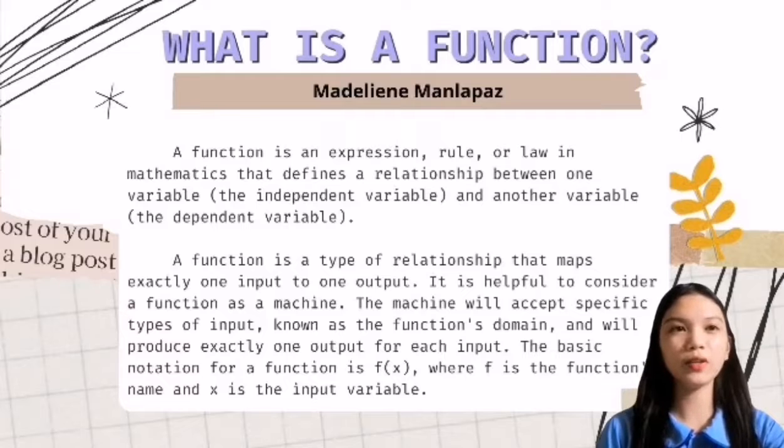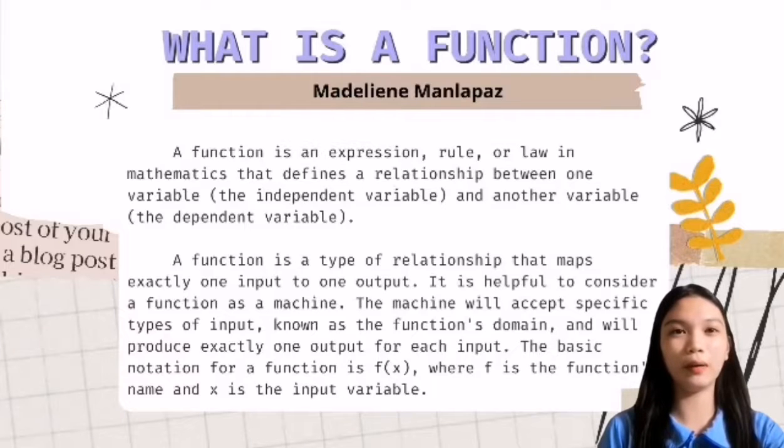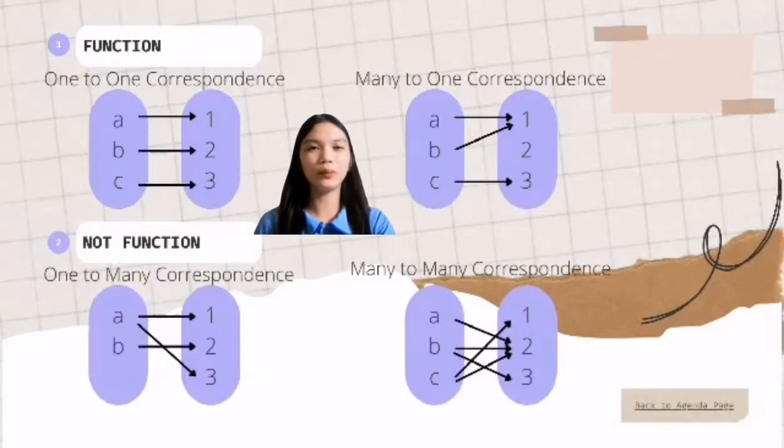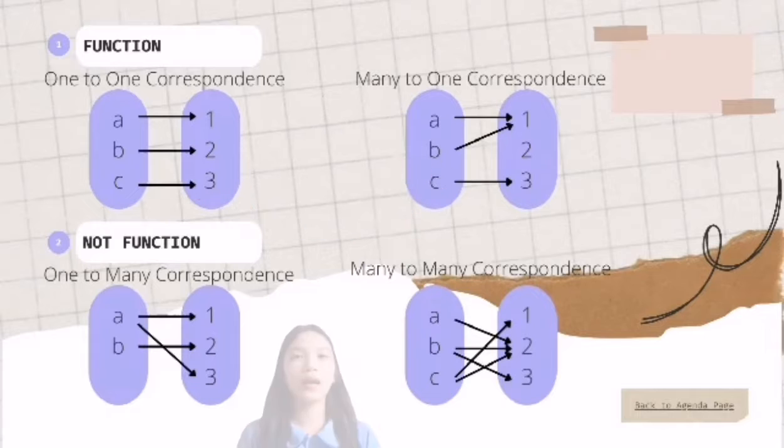It is helpful to consider a function as a machine. The machine will accept specific types of inputs known as the function's domain and will produce exactly one output for each input. The basic notation for a function is f of x, where f is the function's name and x is the input variable. This is a function because there is exactly one output for every input.